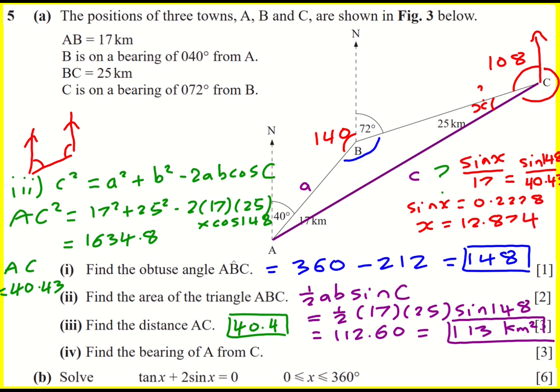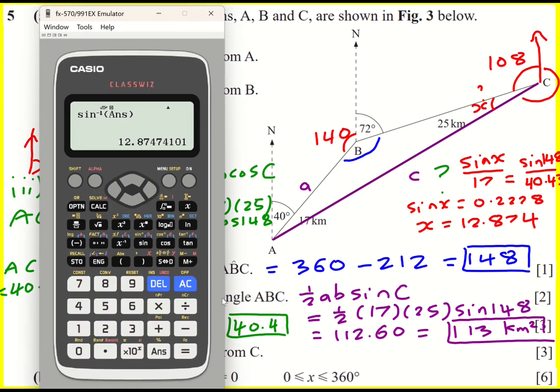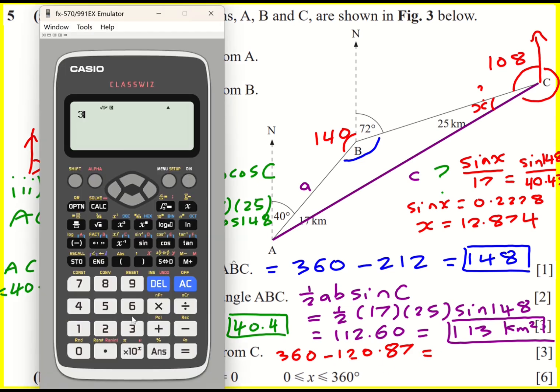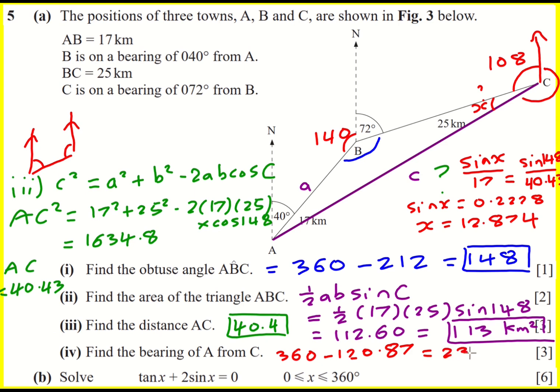So to get the bearing, I'm going to add that angle onto my 108 and do 360 minus that. So 360 minus 120.87. I've already forgotten what it was. 120.87. Gives us 239.12.